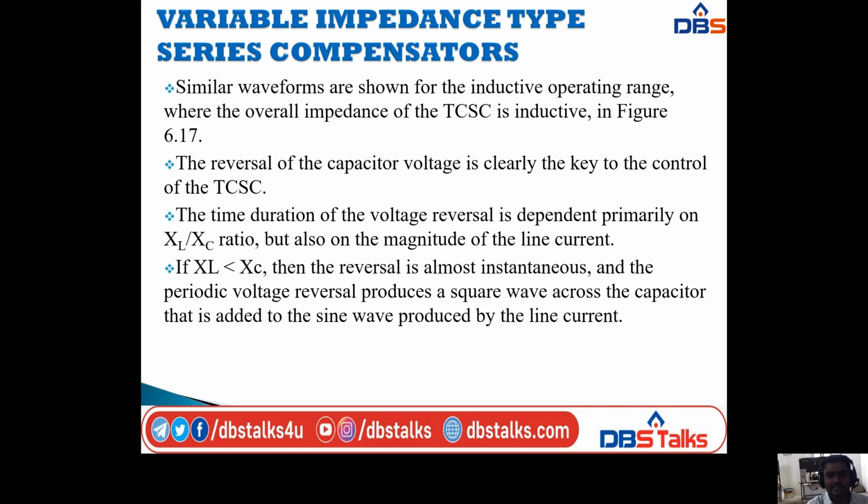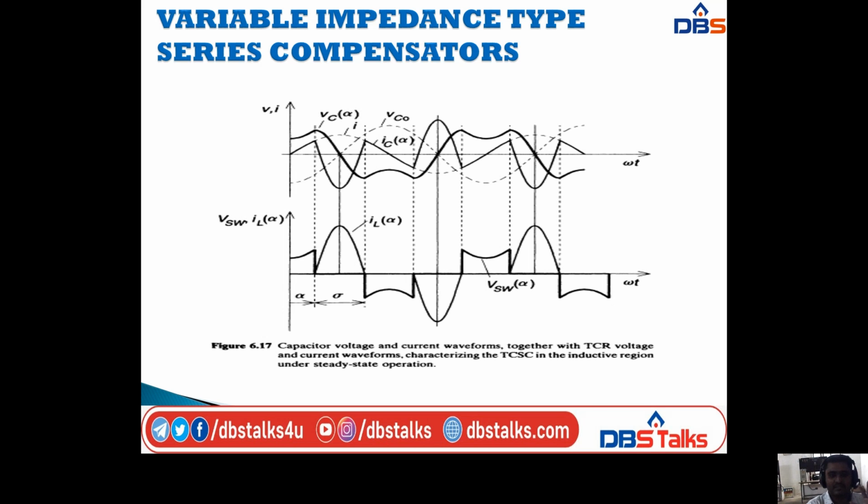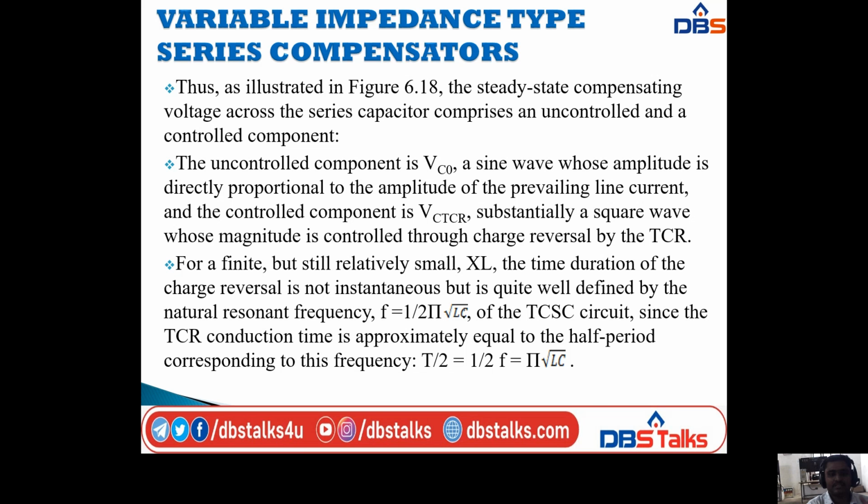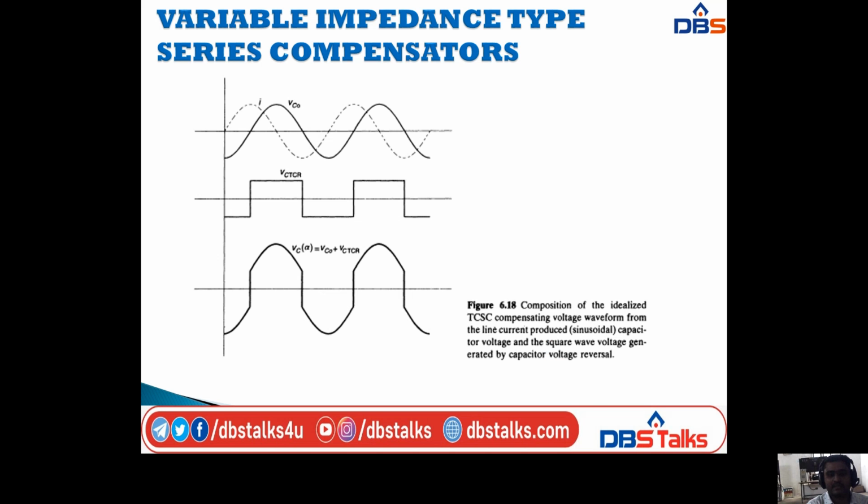If XL is much less than XC, then the reversal is almost instantaneous, and the periodic voltage reversal produces a square wave across the capacitor that is added to the sine wave produced by the line current, as illustrated in figure 6.18. Here I have taken the comparison of the idealized TCSC compensating voltage waveform from the line current produced capacitor voltage and the square wave voltage generated by the capacitor voltage reversal.